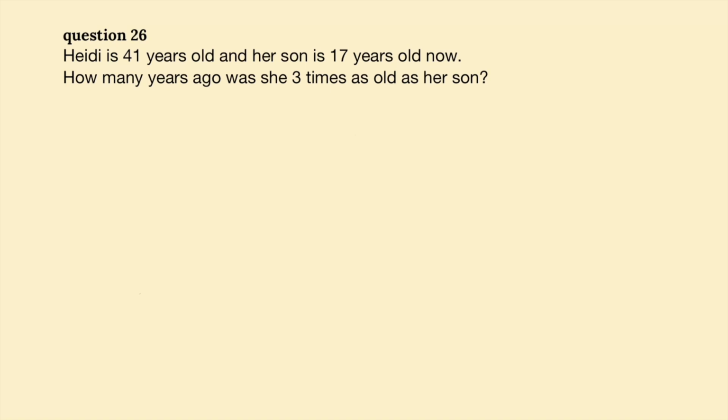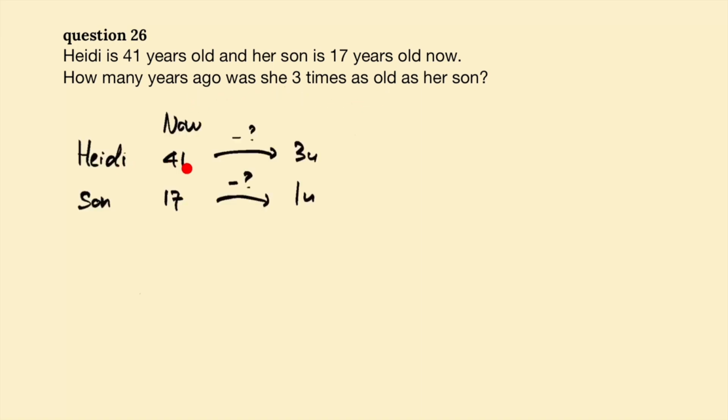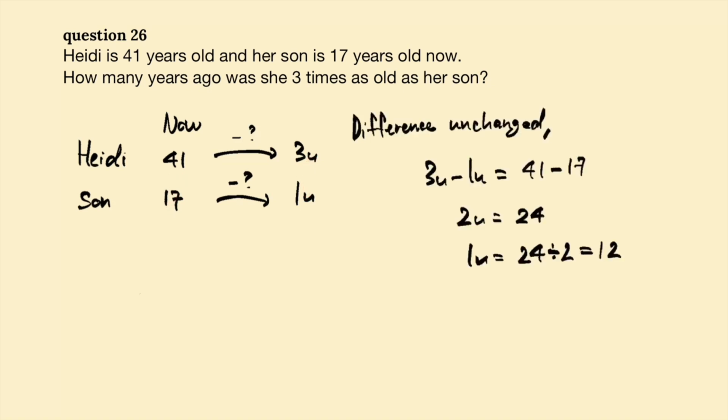Heidi is 41 right now, and her son is 17. Well, we can find the age difference. How many years ago was she 3 times as old as her son? Okay, so Heidi, 41 now, son, 17. A certain number of years ago, that was 3u and 1u. Well, we know the difference here, so we can say 3 minus 1u, that's 2 units. 41 minus 17, that's 24. So 1u is 12, okay? So 1u is 12 here, so how many years ago was that? That's 5 years. So 17 minus 12, that's 5 years.